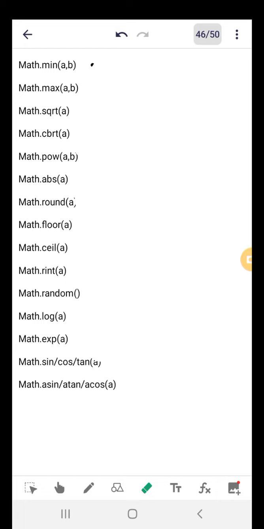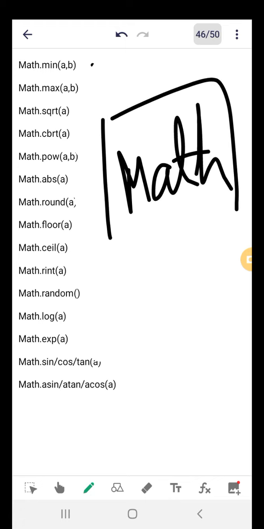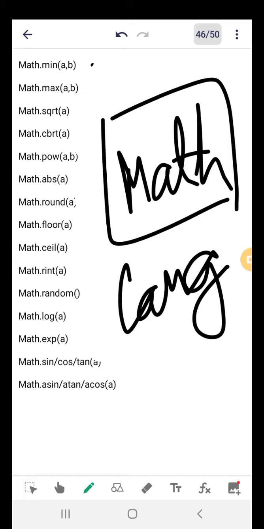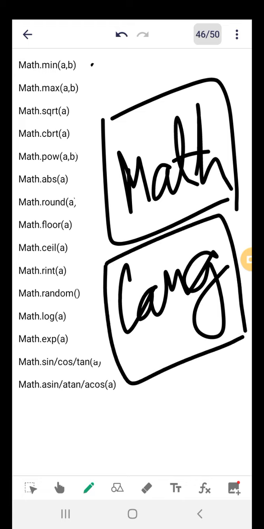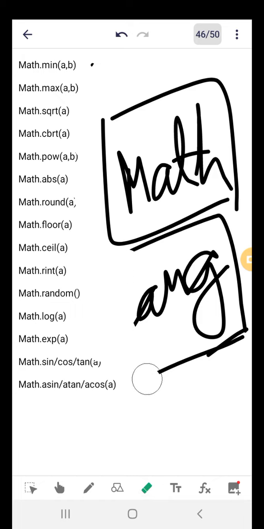Math class is a class present in the java.lang package, which is imported. Whenever you declare a class, it is imported implicitly, so you don't need to import it explicitly. In that package, one class is there, that is the Math class.